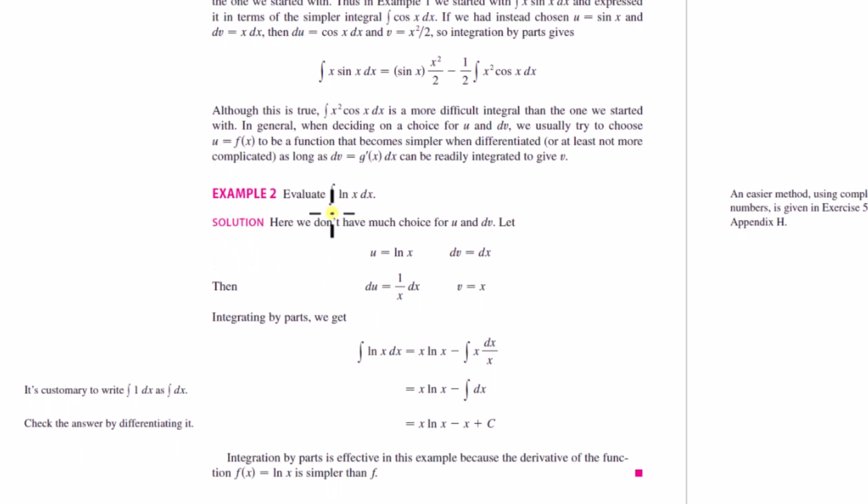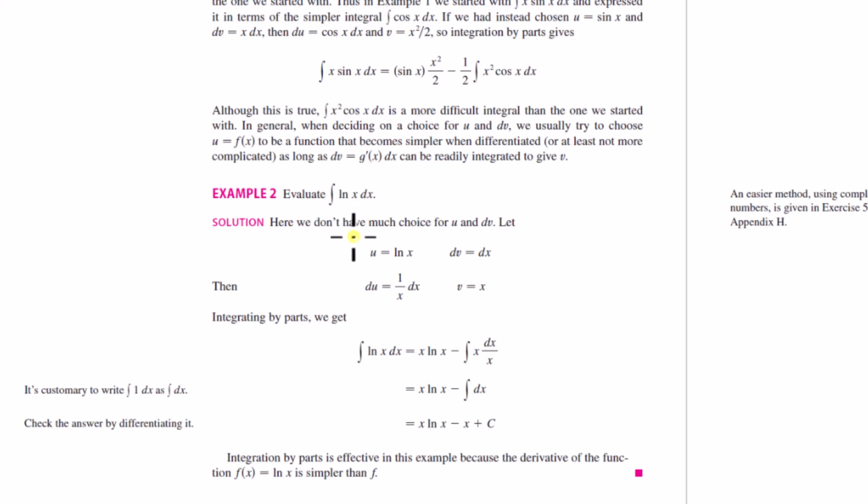It says evaluate the integral of the natural log of x dx. So the two functions here are 1 and natural log of x. This is 1 times natural log of x. What jumps out at me here is the natural log of x; the derivative of natural log of x is easy, 1 over x.